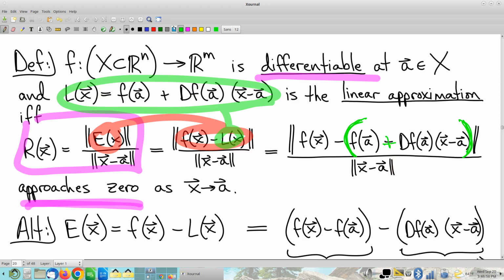And again, linear approximation is this right here. So this weird expression is nothing more than a fully fleshed out formula for just relative error. And I just need that to go to 0.